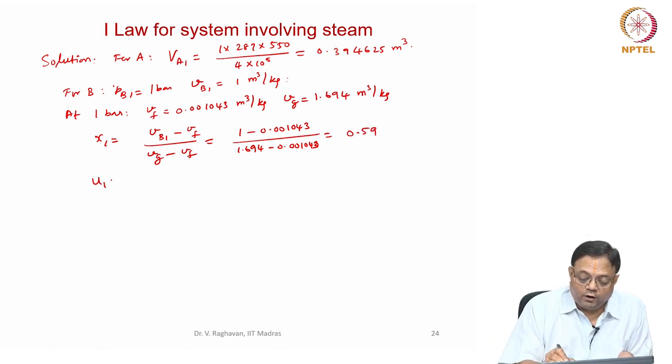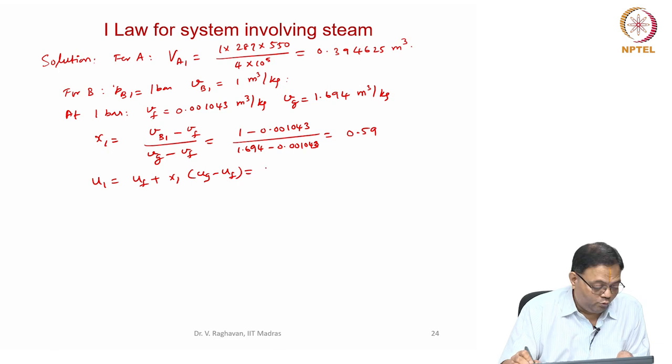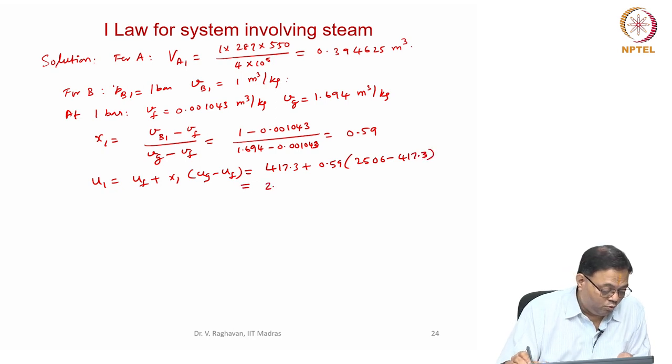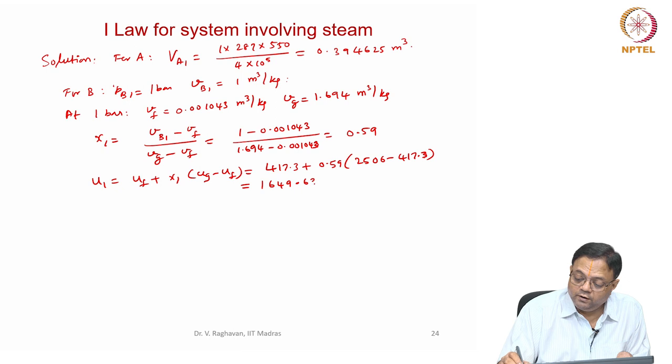Then you can find U1 equal to Uf plus X1 into Ug minus Uf, which is equal to 417.3 plus 0.59 into 2506, the Ug value, minus 417.3. So that will be equal to 1649.63 kilojoules per kg.